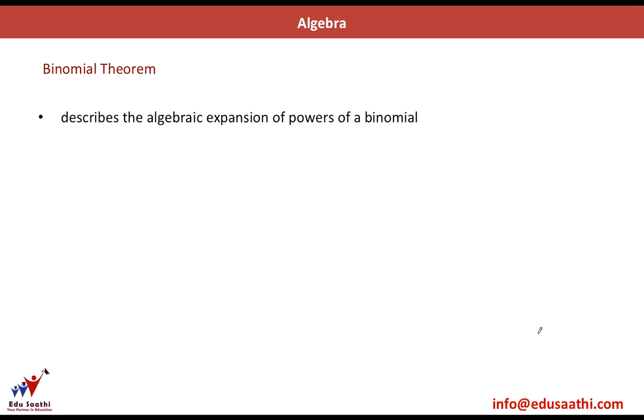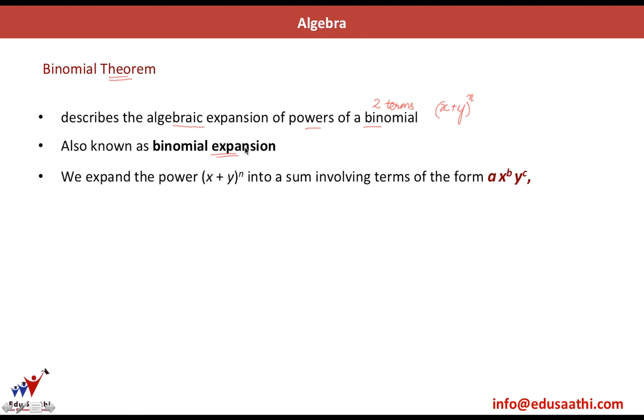So let's understand the binomial theorem. Binomial theorem is an algebraic expansion of powers of a binomial. That means I'm talking till now about two terms here, and I'm expanding them. So it is something like x plus y raised to power n. It is also known as binomial expansion. So if I say binomial theorem or binomial expansion, it technically means the same thing. We expand the powers of x plus y raised to power n into a sum involving the terms of the form a, x raised to power b and y raised to power c.